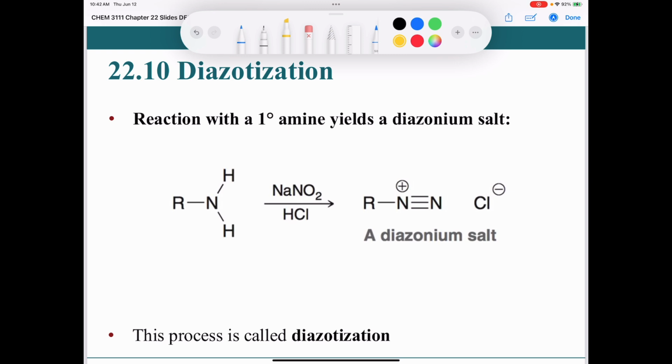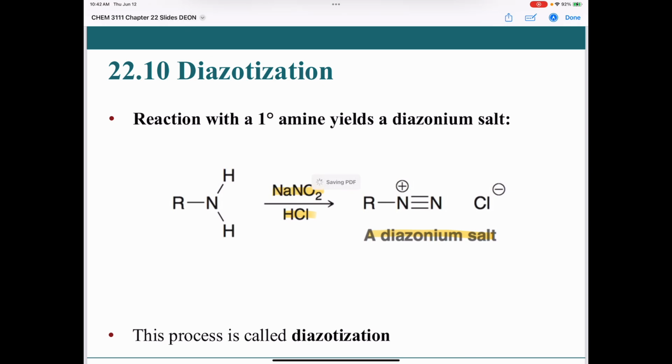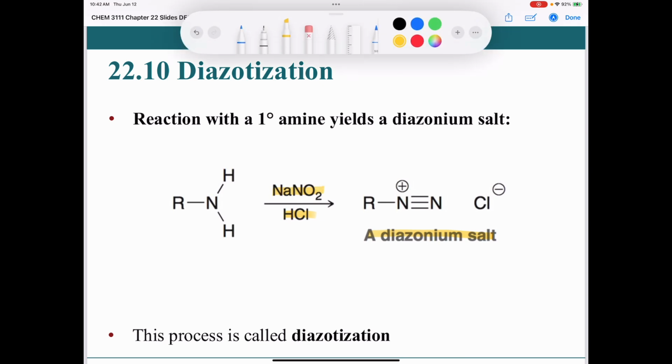Now, a reaction that's super cool is the reaction of a primary amine with nitrous acid, because we call that diazotization, and we end up forming what's called a diazonium salt. You take the primary amine, you treat it with sodium nitrite and HCl, and you get your diazonium salt. You should know how to draw the Lewis structure of the diazonium salt. You can see there's a lone pair missing here, and of course, the lone pair on the chloride like that. So again, this process, when we make the diazonium salt, has a fancy name. It's called diazotization.